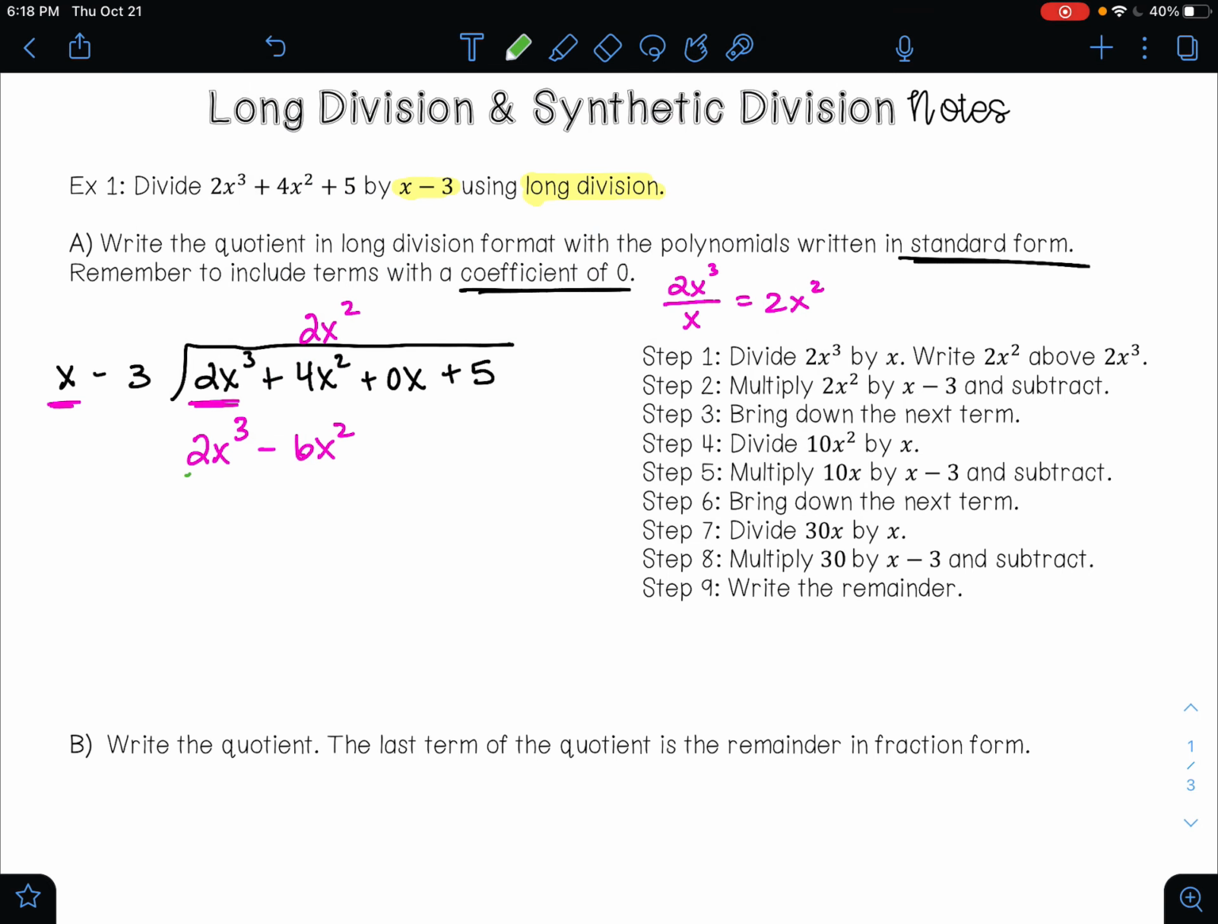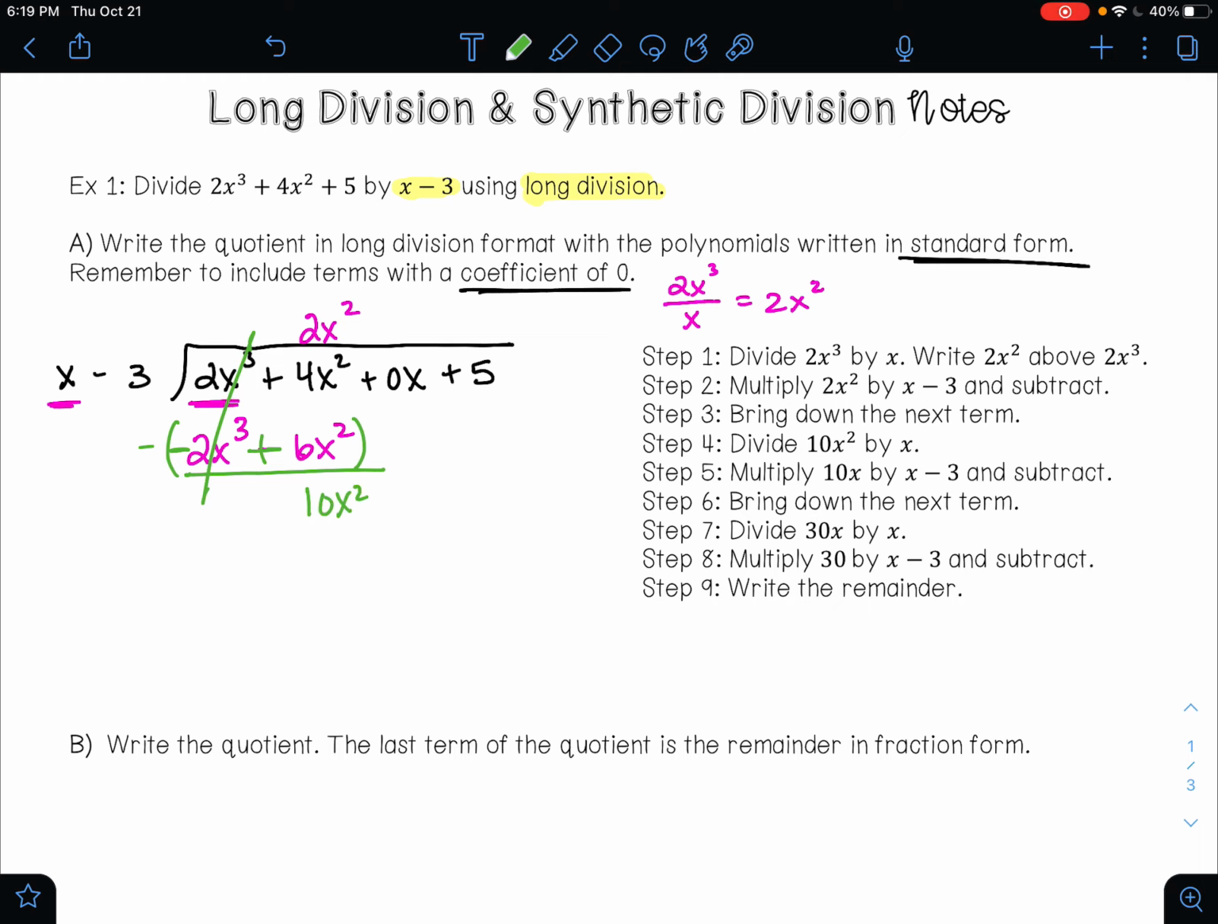I'm going to go ahead and subtract these two things. One way that you can think about it is that you draw your line and then change your signs because you're subtracting. So this positive 2x cubed would become a negative 2x cubed, and this negative 6x squared would become a positive 6x squared, because I have to distribute that negative sign. 2x cubed minus 2x cubed is 0, so those cancel. 4x squared plus 6x squared is 10x squared.